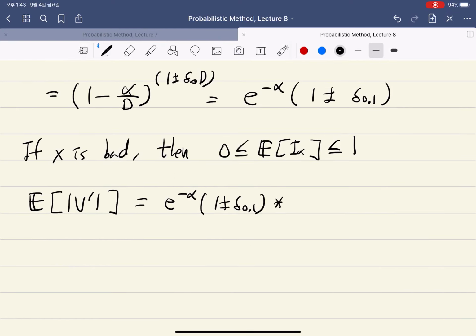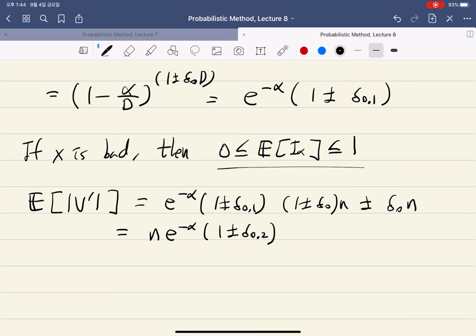This times the number of good vertices, which is 1 plus minus delta sub 0 n, plus minus the bad one. The bad one could have expectation between 0 and 1, so you get this. Then that's n times e to the negative alpha times 1 plus minus delta sub 0.2. Again, we made the error term bigger.